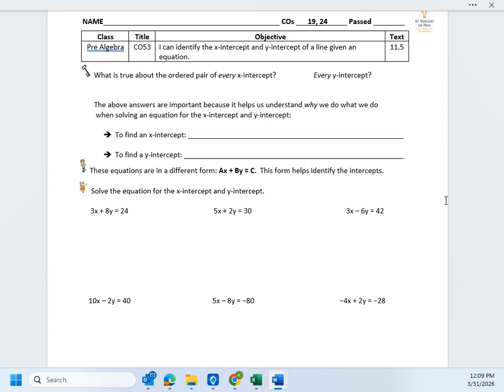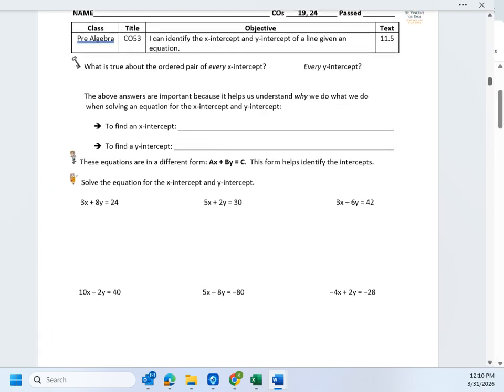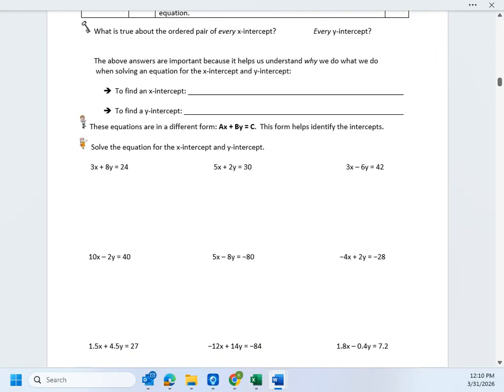So let's think back to what we learned yesterday. What is true about the ordered pair of every X-intercept? What did we just talk about, Joe? Y equals 0. Yeah, that Y will always equal 0. What do we know about every Y-intercept? Elliot? X equals 0. The X equals 0.